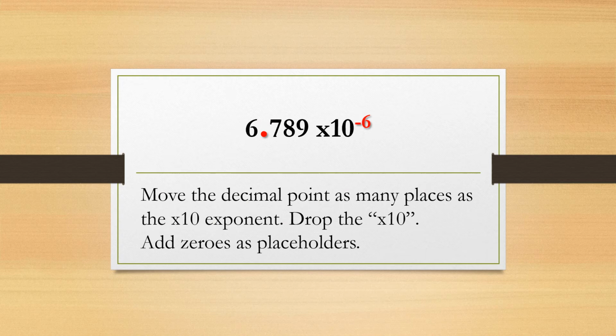So here's a negative one. Let's try this one. Now we see the exponent right here. It's negative 6. And here's 6.789. Since it's a negative exponent, we're going to move the decimal this way. So 1, oh, we ran out of digits. 2, 3, 4, 5, 6. And here is the new decimal. So we have to fill this in with zeros as placeholders.